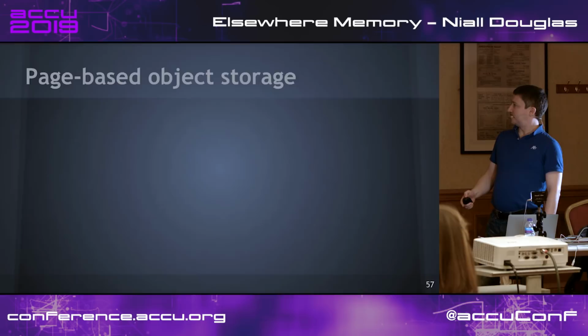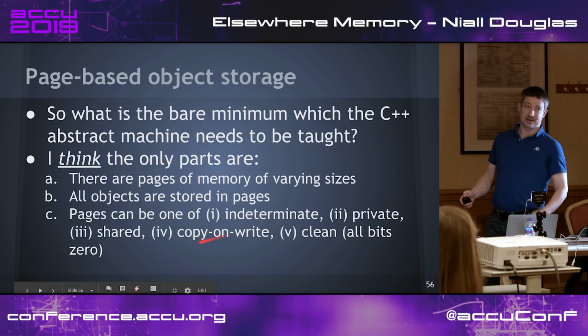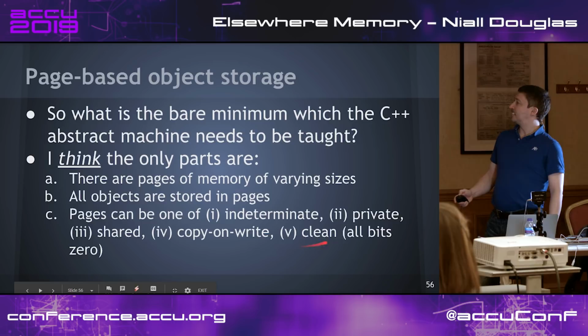I think you just need to know that pages can be indeterminate, that matches the abstract machine's current idea of indeterminate values for some arbitrary range of memory. Pages can be private, so there's a local copy of that page that I and only I can see as a process. There are pages which are shared, so it's potentially the case that one or more reachable C++ programs can see it. I think copy-on-write is unavoidable. I think it's very wise to keep it in anyway because of static data initialization, and potentially in the future you might have loadable shared binary modules. And then here's an interesting one, clean.